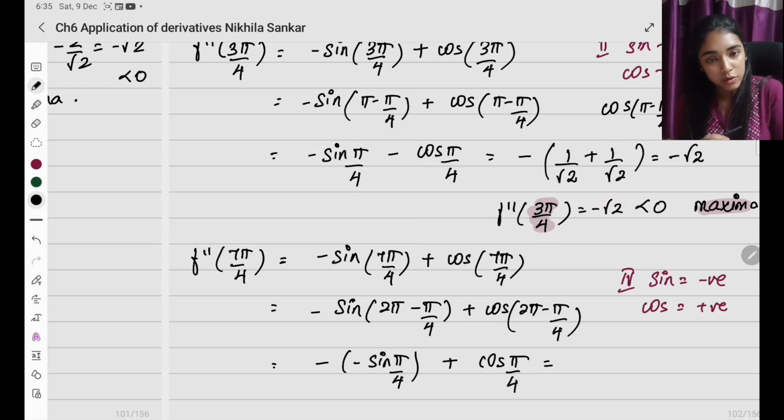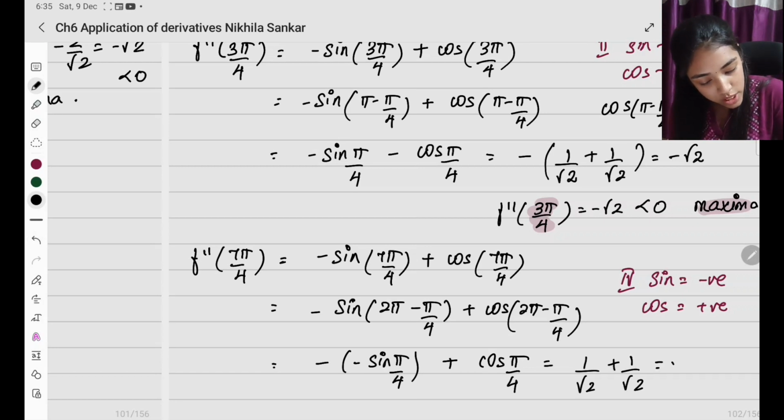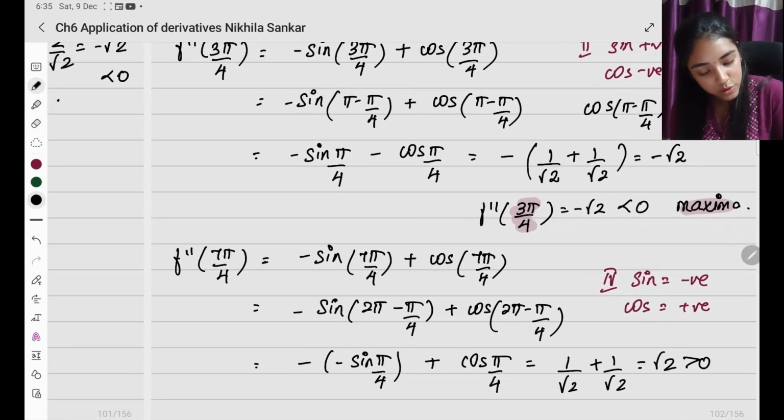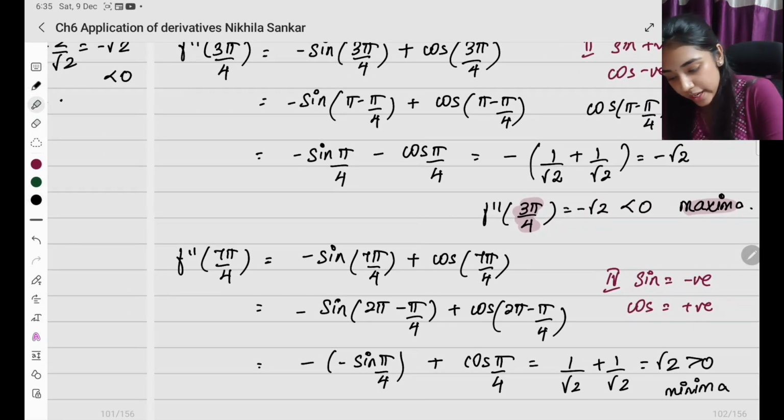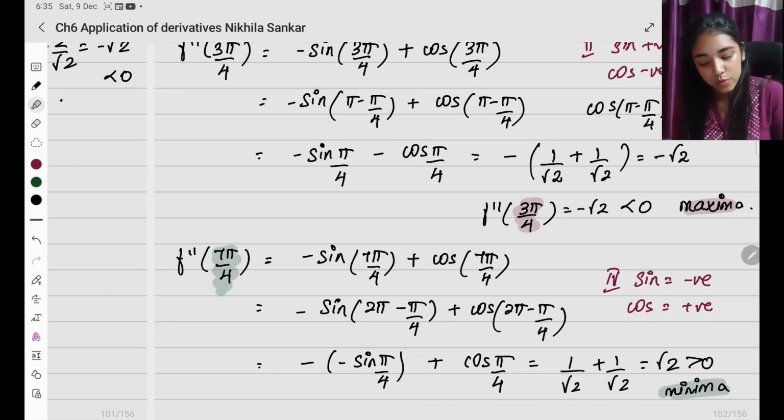So sine pi by 4, cos pi by 4, this is 1 by root 2, 1 by root 2 plus 1 by root 2, which is root 2, which is greater than 0. So we are talking about the minima here. Okay. So what do we have? It is going to be minima at the x value which is 7 pi by 4.